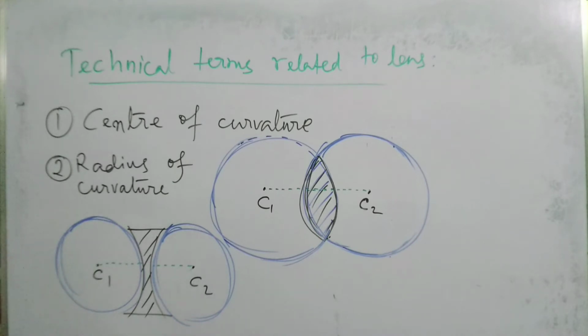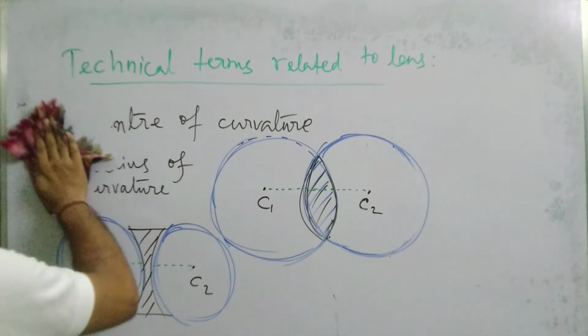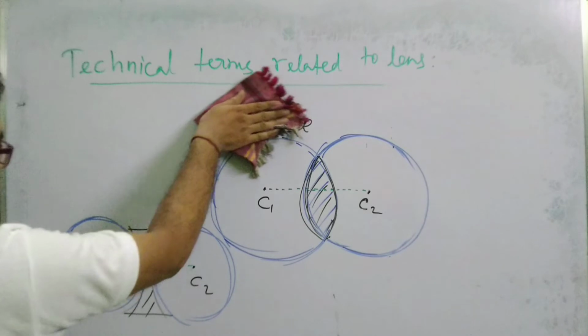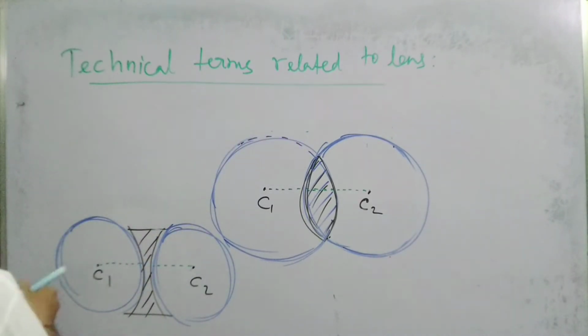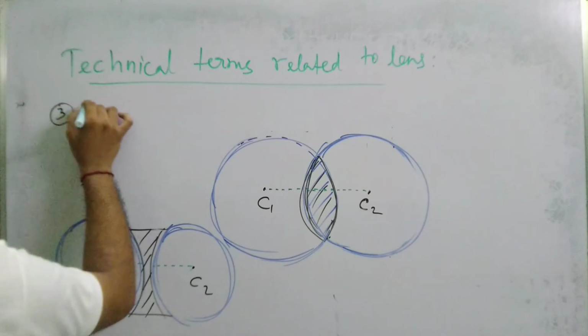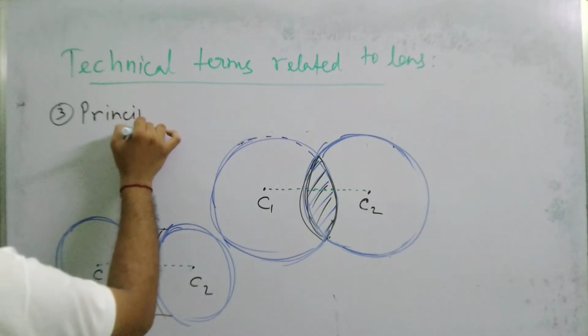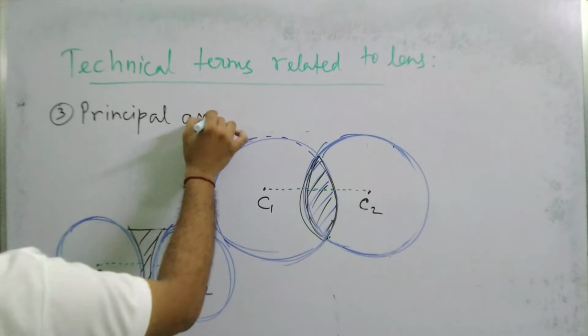I think the center of curvature and radius of curvature, both these points are clear. Now coming to the next point. The third point is the principal axis. So what is the principal axis here?